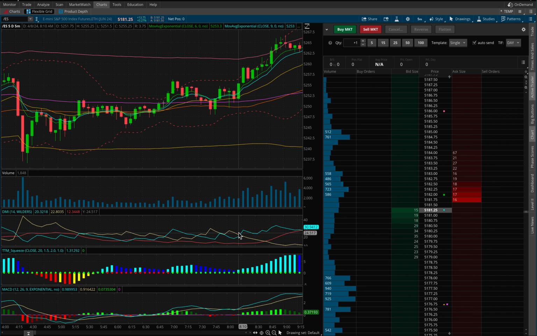It's hard to tell if you look just at the chart, but if you look at the numbers, there's 22.8 for the yellow and 20.32 for the blue. So that means that there's still a slight amount of negative momentum because the yellow number is bigger than the blue.